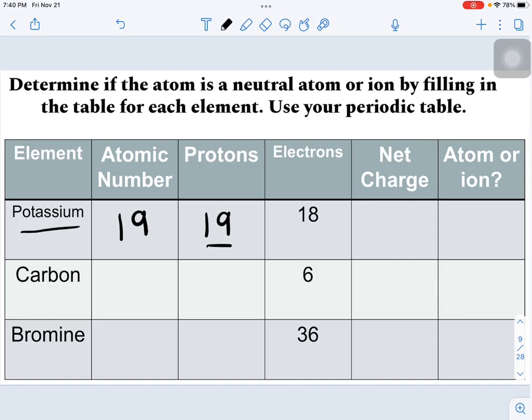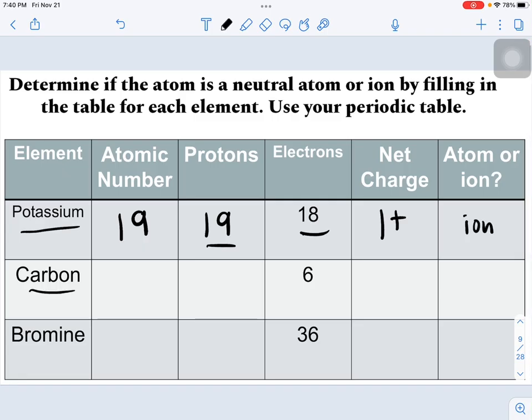Now let's look at the protons and the electrons. We have 1 more proton than electron, so we're going to have a 1 plus charge. And because it has a charge, this is an ion. Let's go ahead and go to carbon.